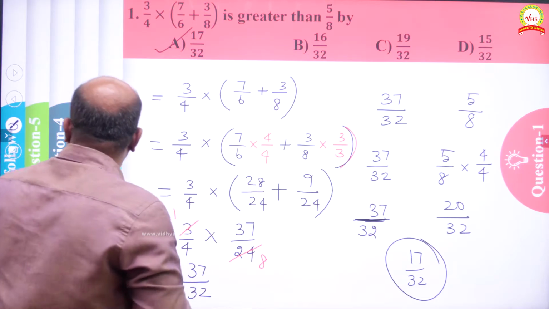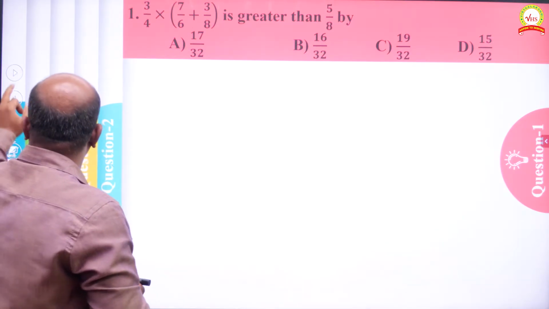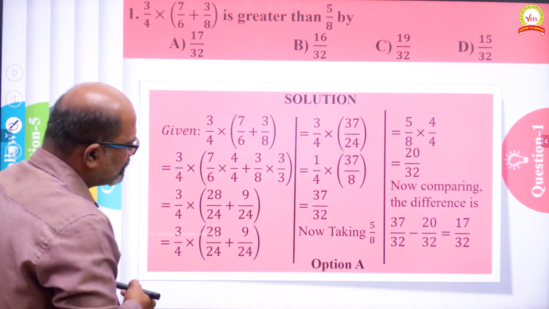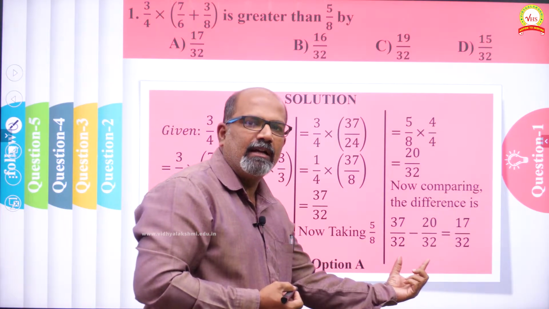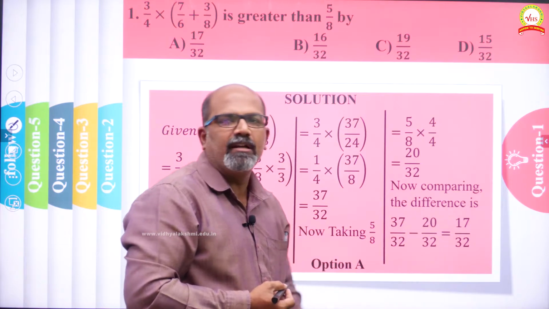Clear? Now, check the answer. Yes, 17 by 32. The difference between this 37 by 32 and 20 by 32 we are getting is 17 by 32.